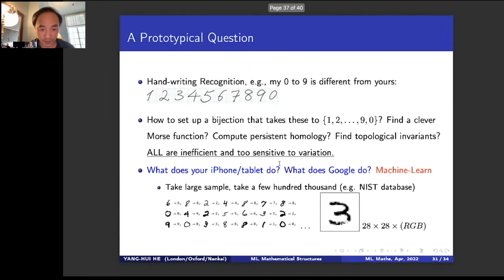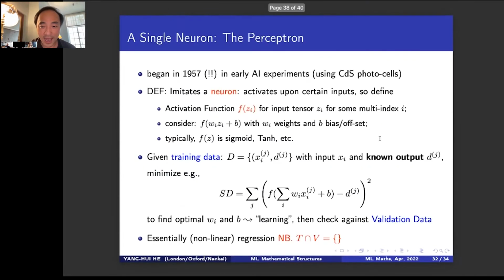In other words, what the poor graduate students have been labeling for 70 years, and then a particular known output, and then you minimize some cost function, typically some standard deviation. So your x's are your tensor input, and you want to find some weights and biases which minimize this particular cost function, and then you check against some set of validation data to see how well you've done. So of course, this is just nonlinear regression.